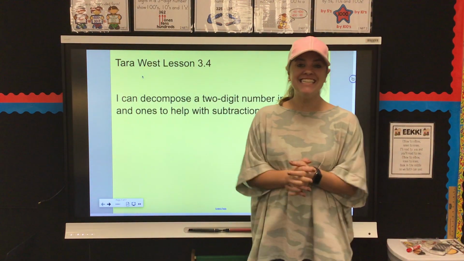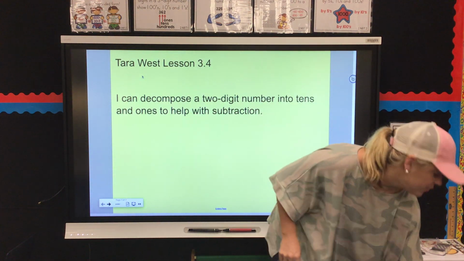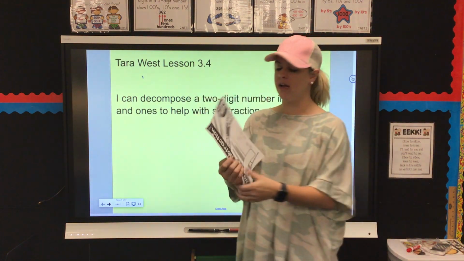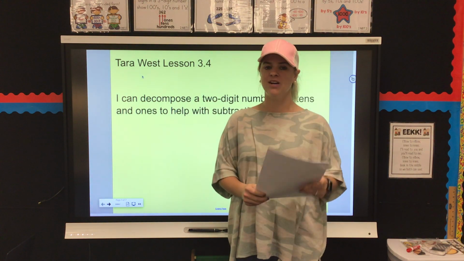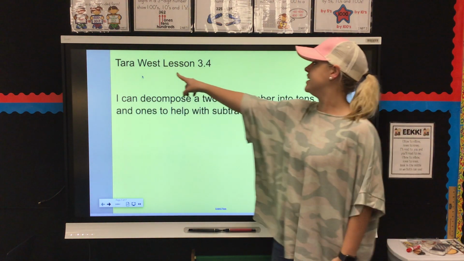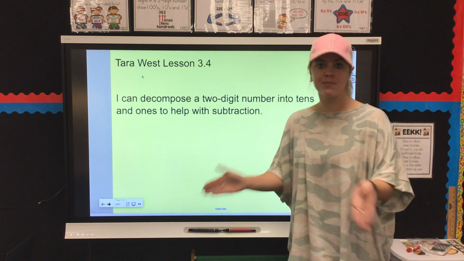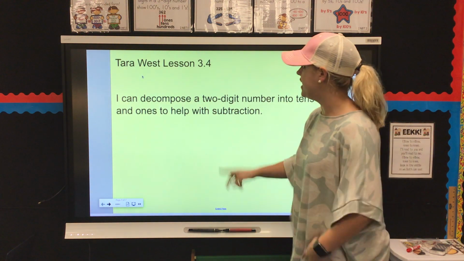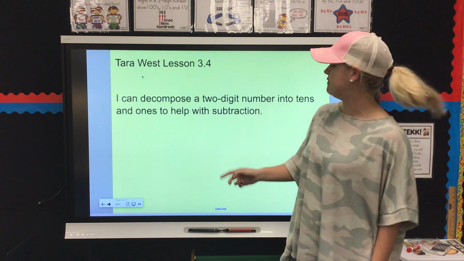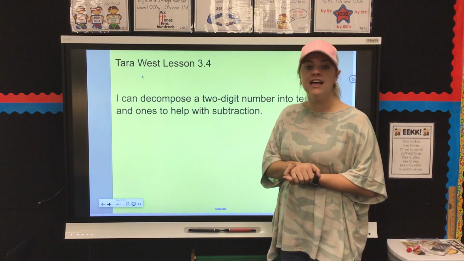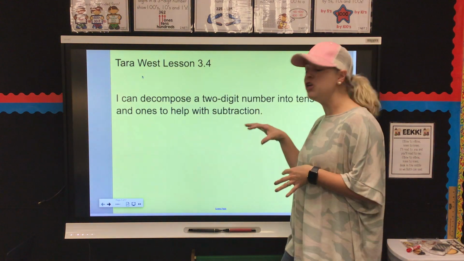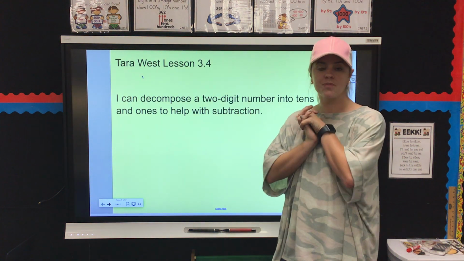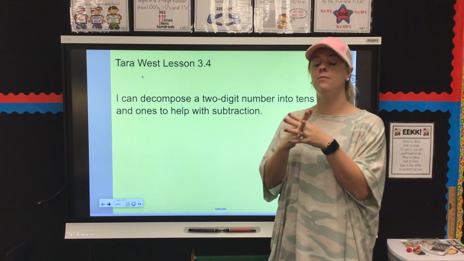Right, guys, today in our math lesson, we are going to continue on in our Tara West booklet. All right, we got another day's worth of our Tara West, and today we're going to be looking at lesson 3.4. Before we open up our books, let's look at our I can statement for today. By the end of our lesson today, we're going to continue doing what we were doing yesterday, but we're going to put it together and do it a little bit more in depth.